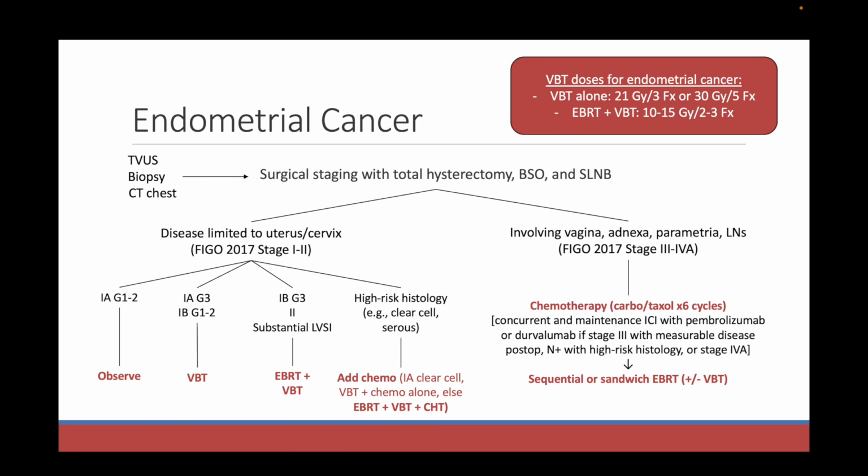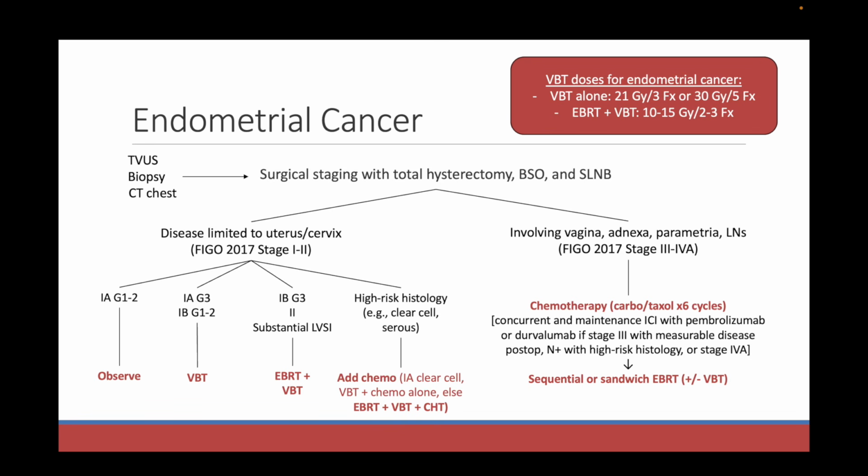If they have stage 1A, grade 1 to 2 disease, it's fair to observe them, unless they have risk factors such as age of over 60 or LVSI, in which case that might push you into doing vaginal brachytherapy. If they have stage 1A disease and they are grade 3, or 1B disease and they're grade 1 to 2, then you want to do vaginal brachytherapy. And again, if they have more risk factors, that might push you into the next category of doing EBRT plus vaginal brachytherapy.